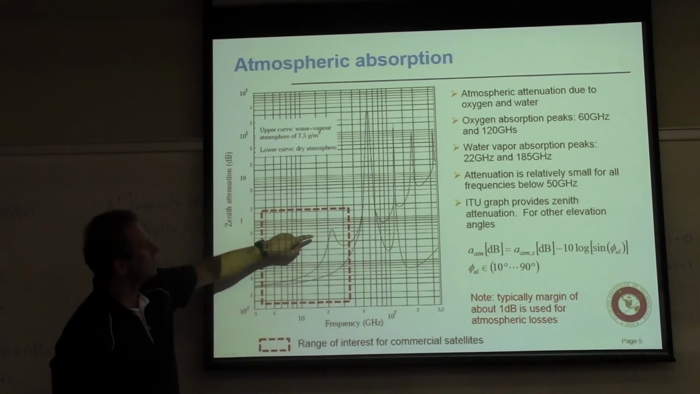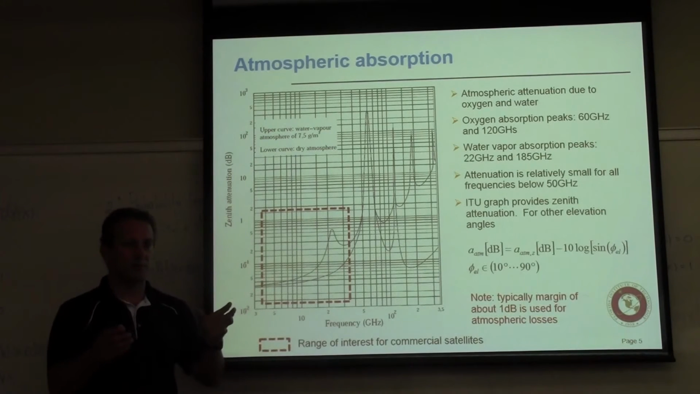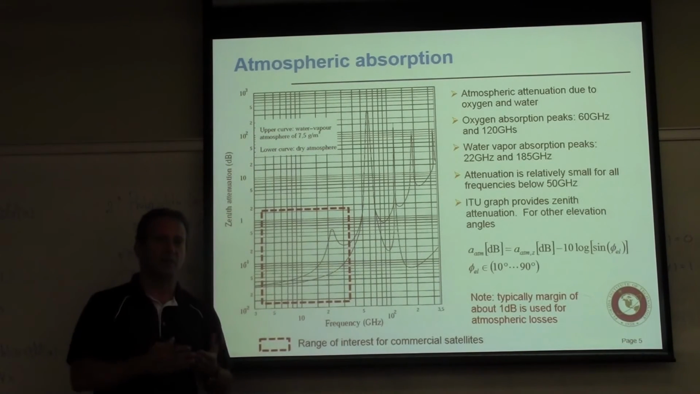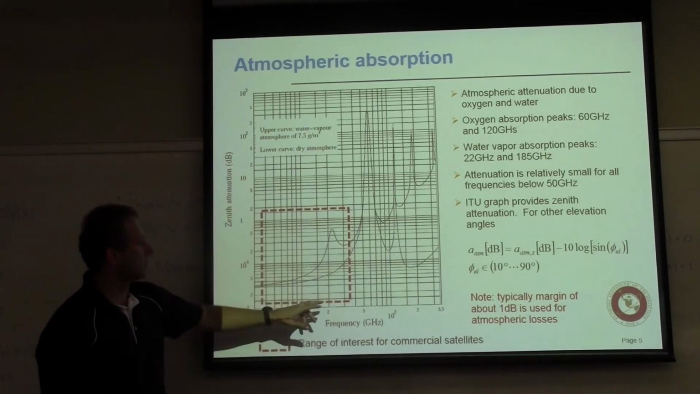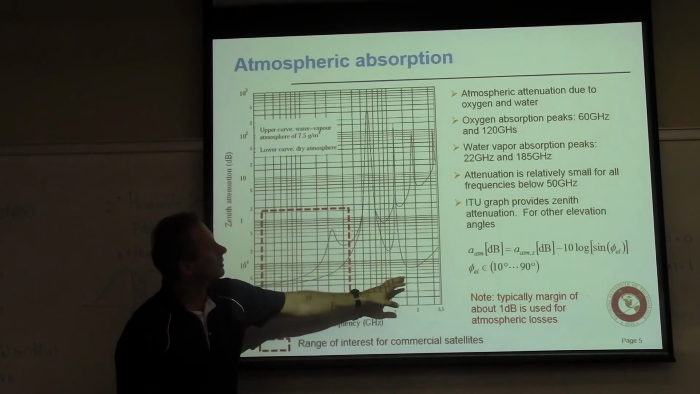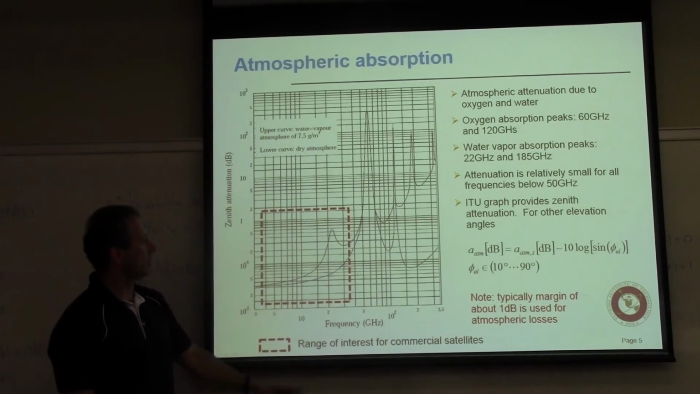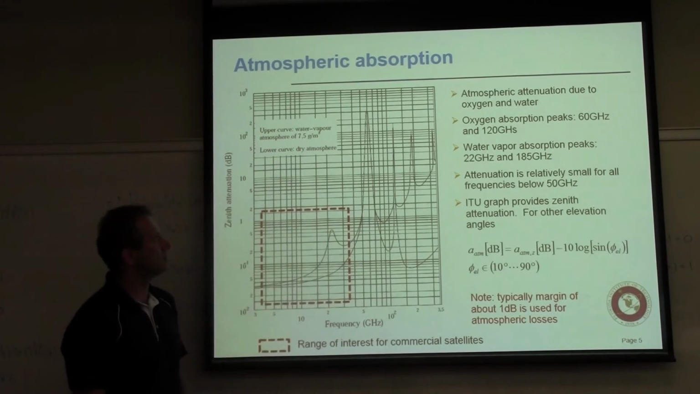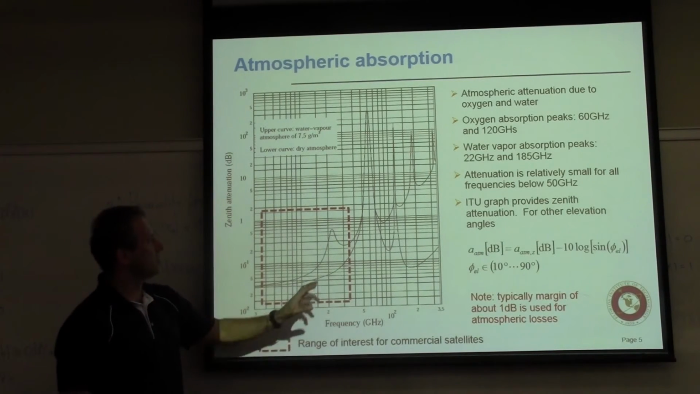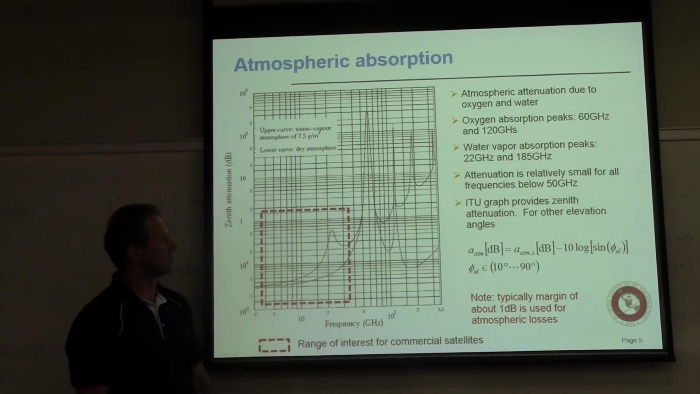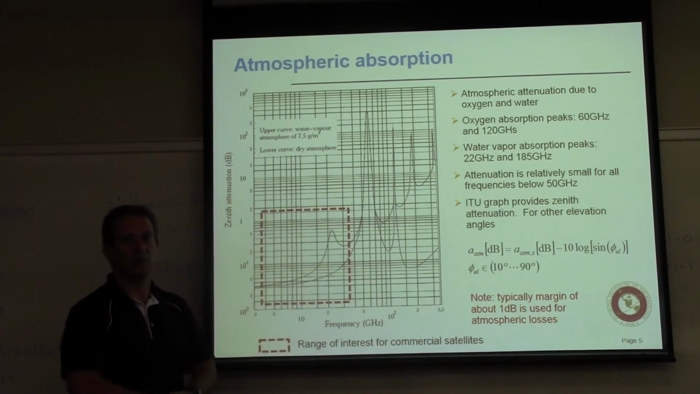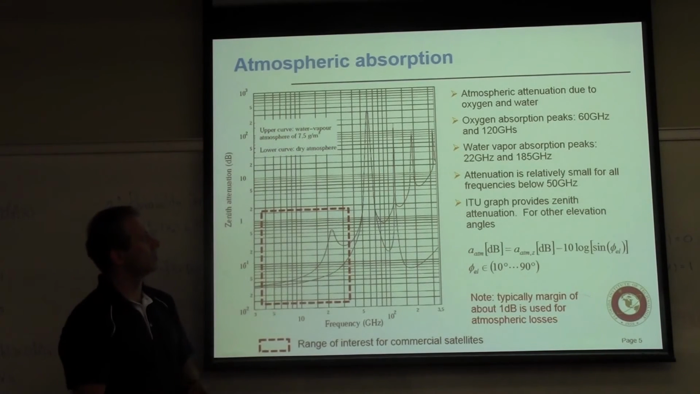Let me just explain what these peaks are. The principal absorbents in the atmosphere are oxygen and water vapor. Oxygen has spectral peaks around 60 gigahertz and another one at 120 gigahertz, and water has an absorption peak that is very significant for us at 22 gigahertz. So generally speaking, around 22 gigahertz is not a good band for us to operate in, especially over long satellite links.